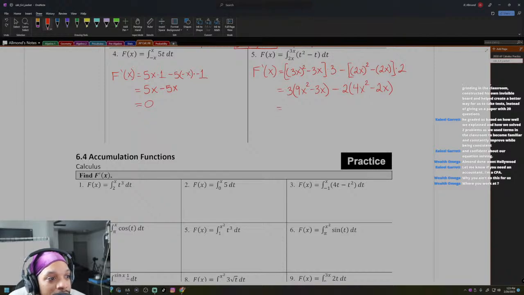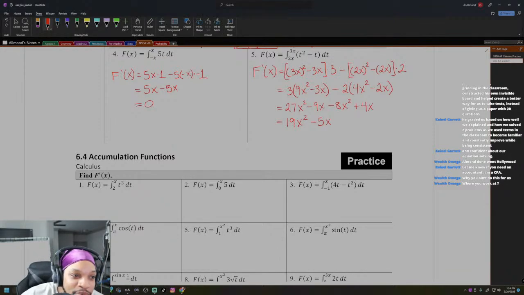All right, so now we distribute 3 times 9. I think that's 27 x squared minus 9x, minus 8x squared plus 4x. Combine like terms: 27 minus 8, what's that, 19? 19. Yeah. 19x squared minus 5x.